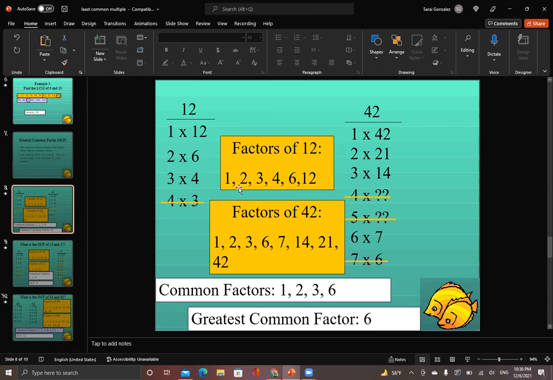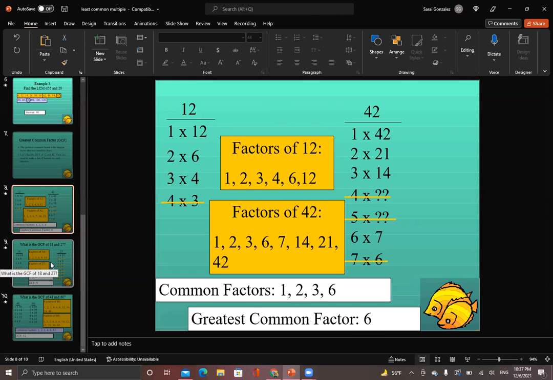The factors of 12 are 1, 2, 3, 4, 6, and 12. And the factors of 42 are 1, 2, 3, 6, 7, 14, 21, and 42. So the common factors that they both have are 1, 2, 3, and 6. And whichever number is the biggest is the greatest common factor, which is 6.